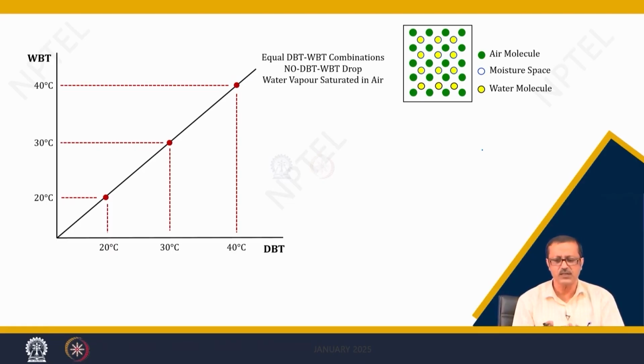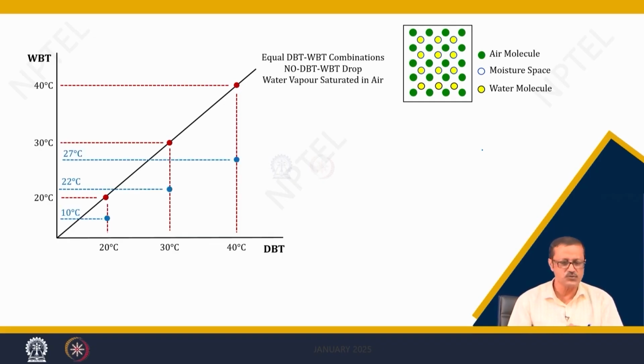So, in that line what we can say is, number 1, dBT and WBT are equal. Number 2, there is no drop between the WBT and dBT because both are the same. So, water vapor is saturated. If I see my 3-phase diagram, there is no space, no moisture space is vacant, all are filled by the yellows, that means the water molecules, right.